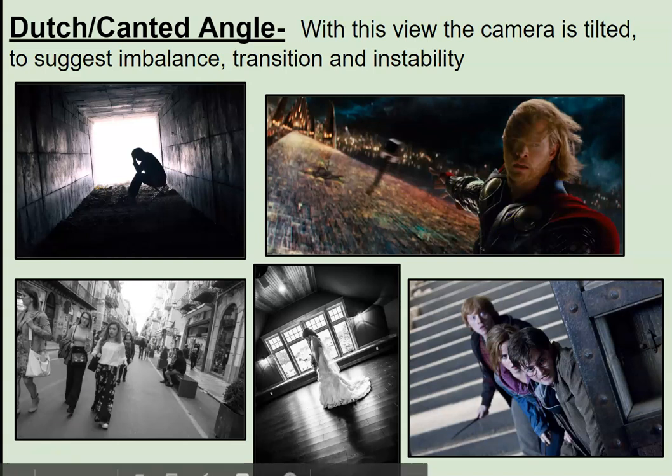Dutch or canted angle is when the view of the camera is tilted. What this does, it suggests an imbalance or a transition and instability. So these are just a few images from known movies here, from Thor, from Harry Potter, where stuff's going on in the movie and everything's kind of topsy-turvy and there's a lot of instability, a lot of unknown what's going on. So that's the feeling. It gives that feeling of instability and imbalance.